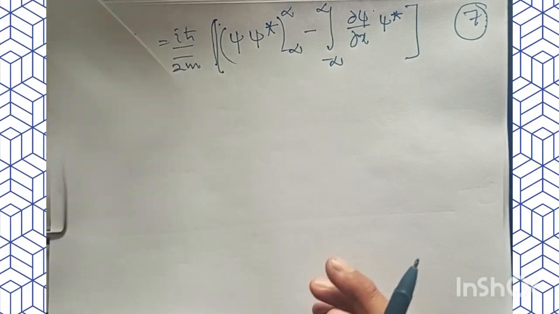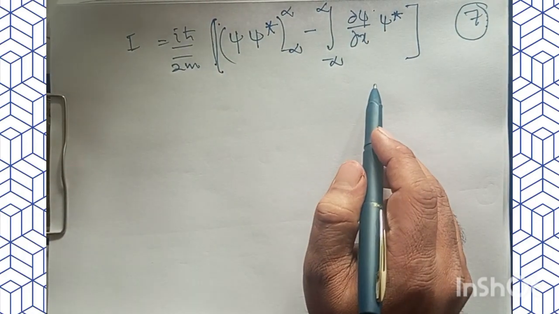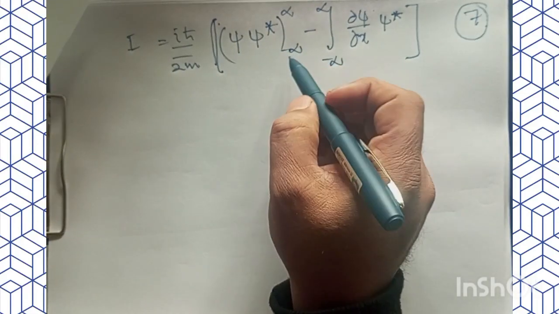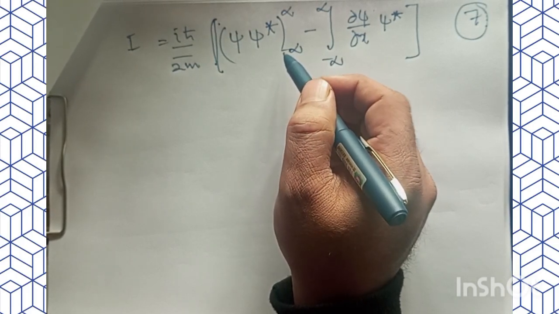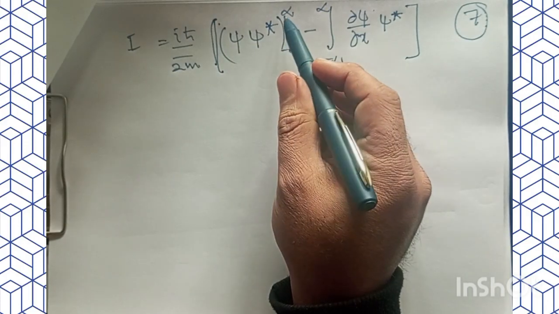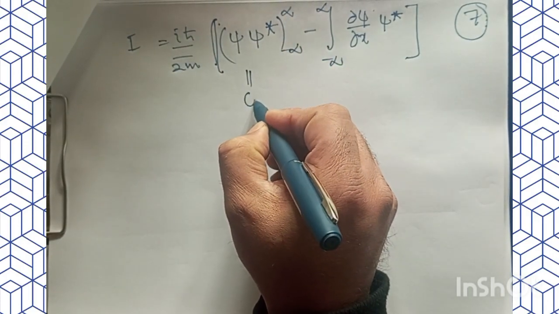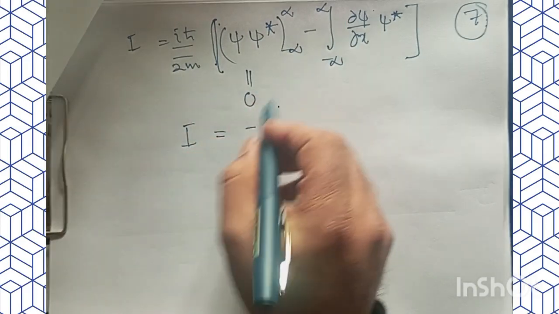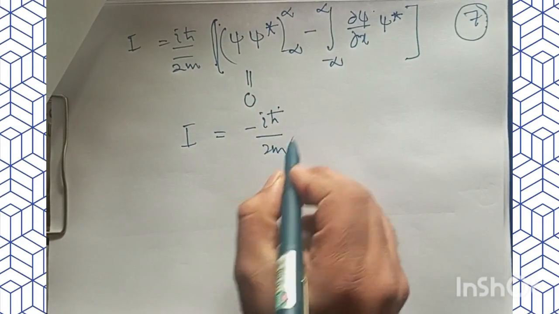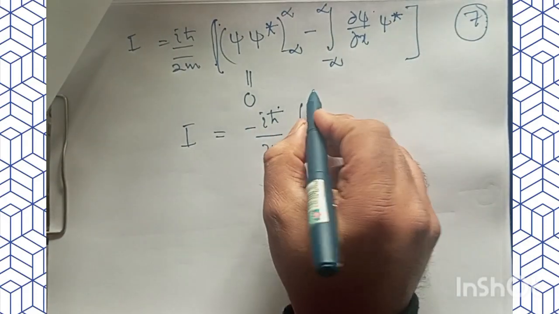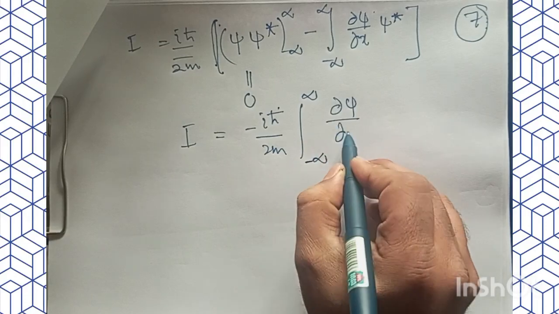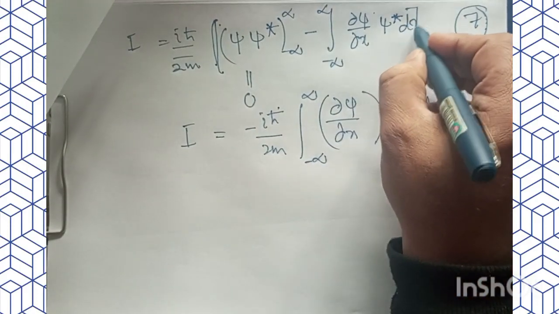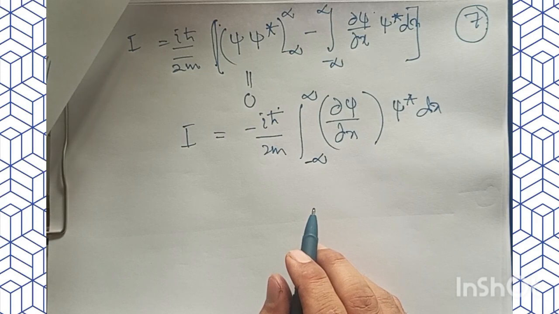Again, in this case of integration, what we see is that this psi star term, because we have to move from minus infinity to plus infinity, will immediately be equal to 0. So this I that we have will be minus i h cross by 2m integral minus infinity to infinity dou psi by dou x psi star dx. That appears to be the thing till now.